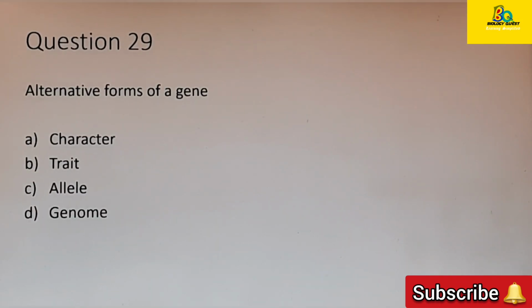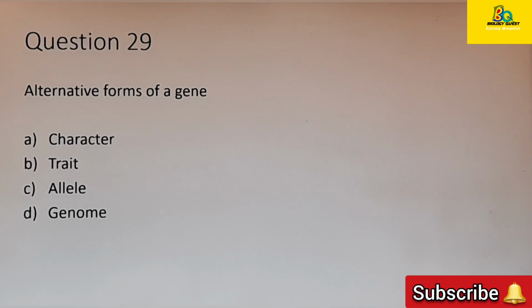Alternative forms of a gene. Options are character, trait, allele, genome. Which is the correct answer? The correct answer is allele. Allele represents the alternative forms of a gene.